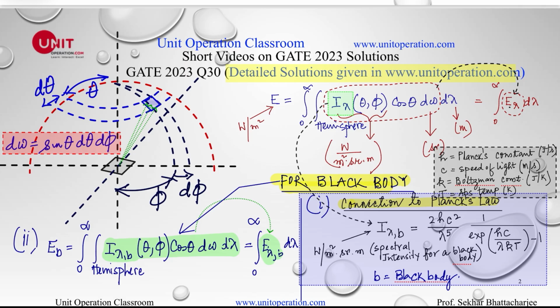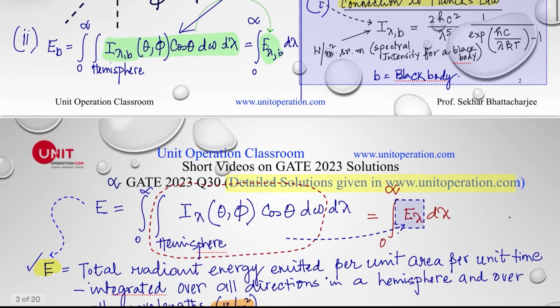So if we write this for a black body, that is I lambda B, and this would be related to E lambda B. This whole thing is given by Planck's law. So this I lambda B given by Planck's law is to be integrated. From geometry, we integrate cos theta d omega over a hemisphere. Then we get E lambda B, which has to be integrated over wavelengths from 0 to infinity. That gives me the total emissive power per unit area per unit time.